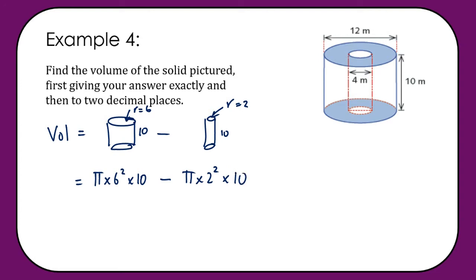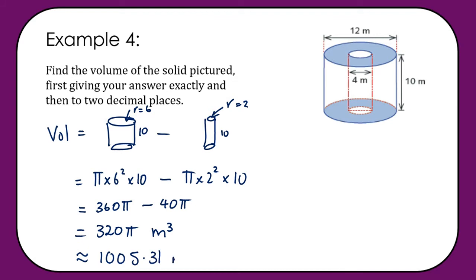The other way that you could do this would be to find that shaded area, so just find the area of the top and then multiply that by 10. We'd end up with the same result either way. So here we have 36 pi times 10, so 360 pi, minus 4 pi times 10, so minus 40 pi. So that is 320 pi. Units here are meters cubed. And again, typing that into my calculator, we get that that is approximately 1005.31 meters cubed.